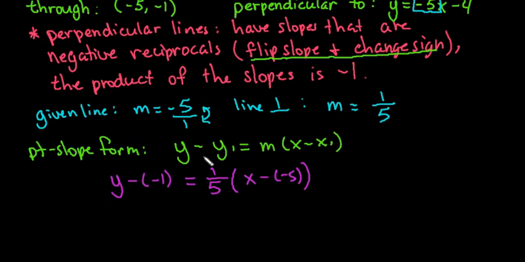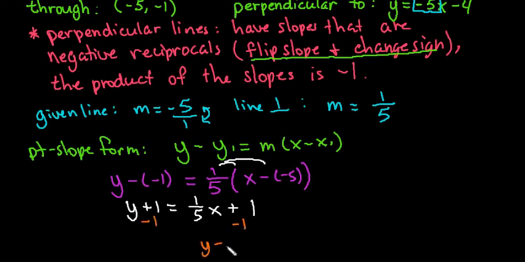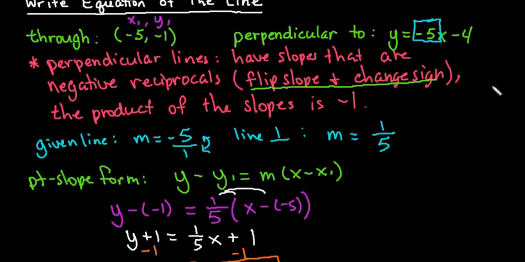And now all we have to do is get y by itself in order to get it in the y equals mx plus b form. So we would start by distributing the 1/5 into the parentheses. So this would be y plus 1 equals 1/5 x. And because this is a double negative, it's going to be positive, and 5 divided by 5 just is 1. So now if we subtract 1 from both sides, we end up with y equals 1/5 x. And so this would be the equation of the line that passes through the point -5, -1, that is perpendicular to the line y equals -5x minus 4.